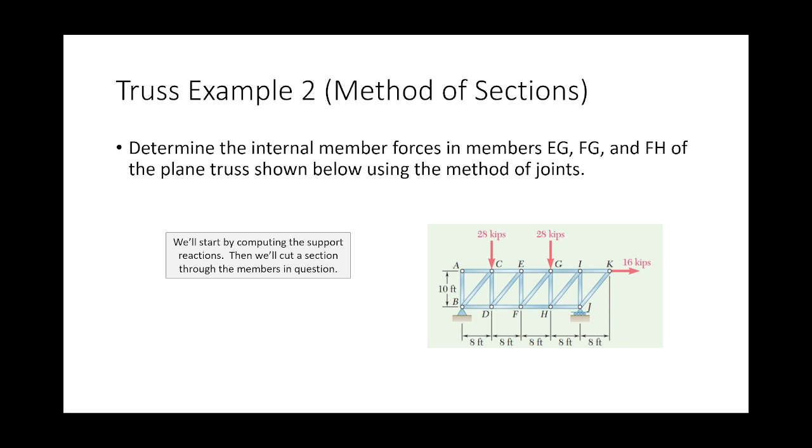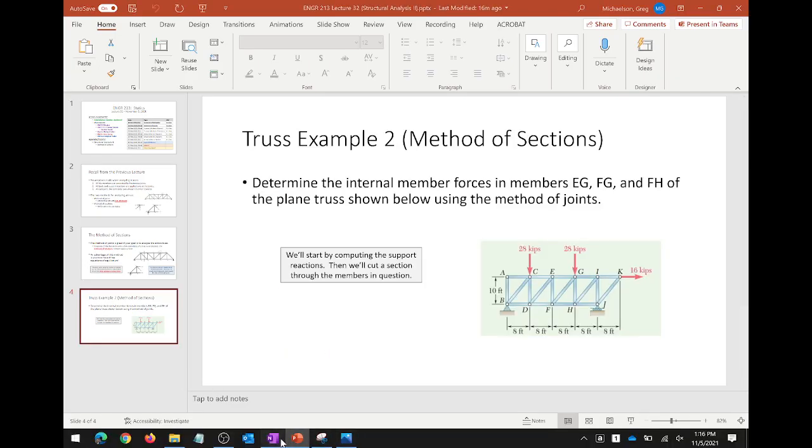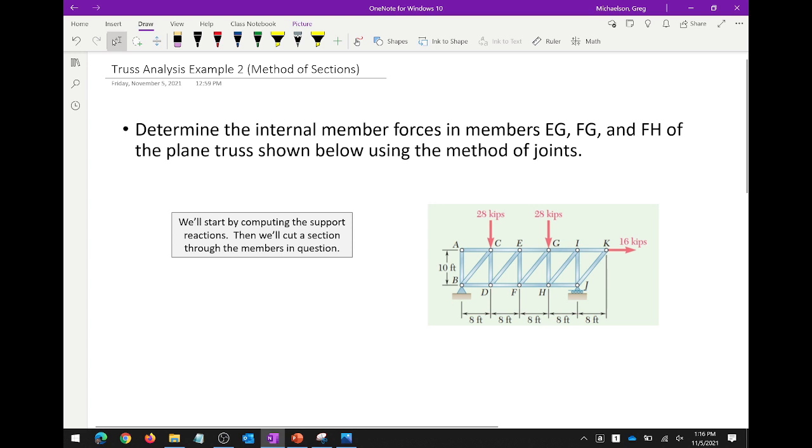So let's break out the notebook. I can hit the end show button. Okay. So here's our structure. Before we break out our new approach, this method of sections, the first thing we should do, and really should be the first standard task for any structural analysis problem, is to determine the external reactions. We should determine the reactions here at support B and the reactions at support J. Now what I'm going to do is I'm going to assume that both of these vertical reactions are acting upwards.